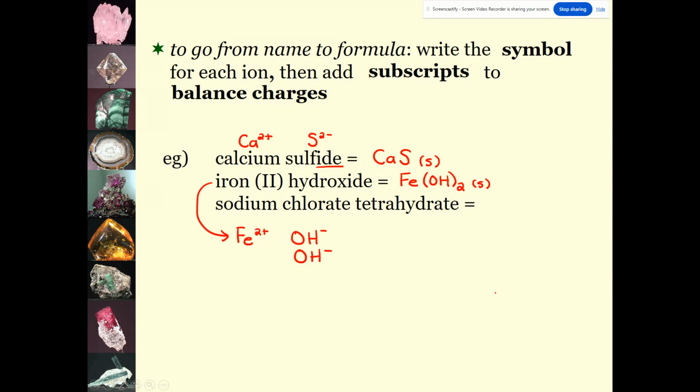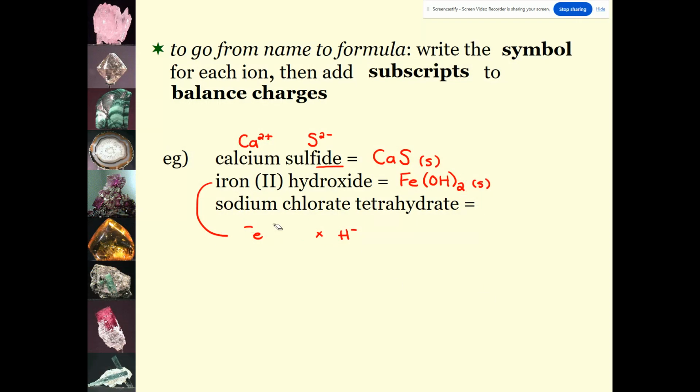Okay? Another way of thinking of this is, again, my iron has a 2+. My hydroxide is -1, so I need 2 hydroxides. That's where this subscript 2 comes from, needing 2 hydroxides.